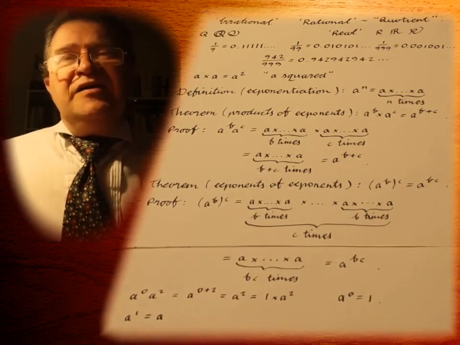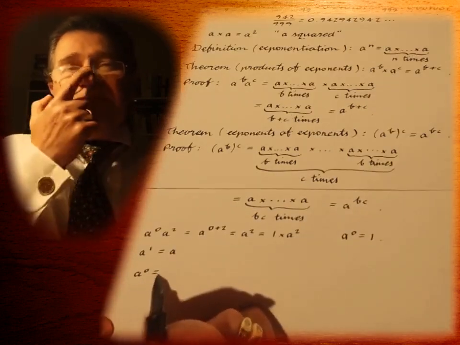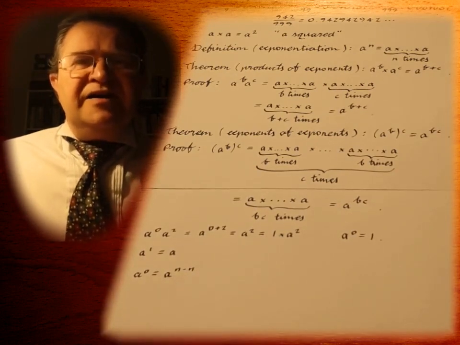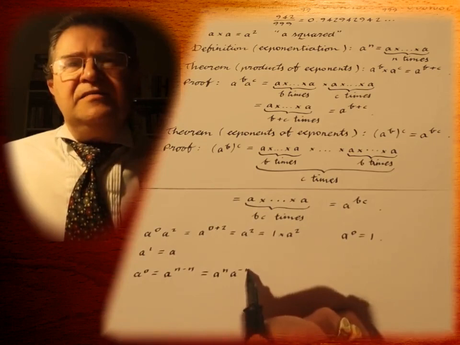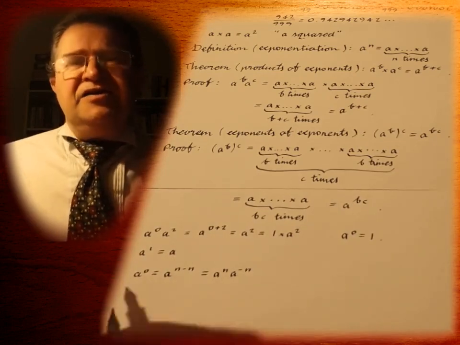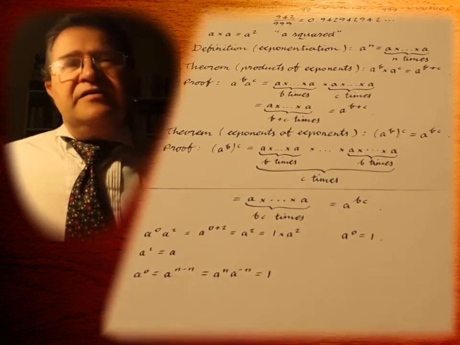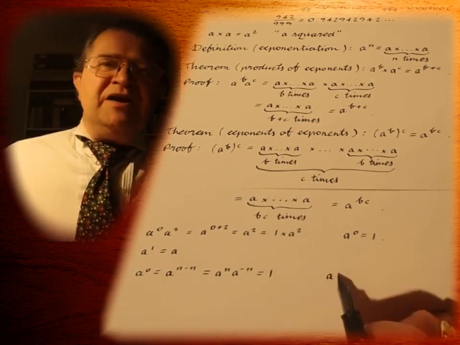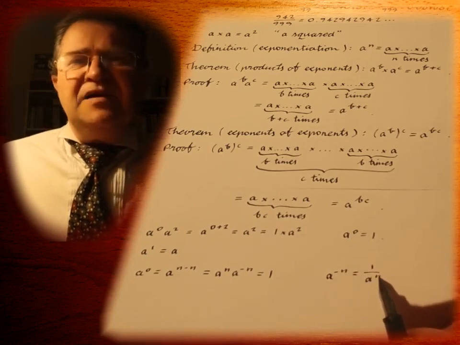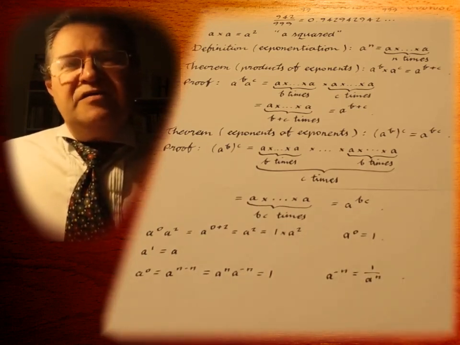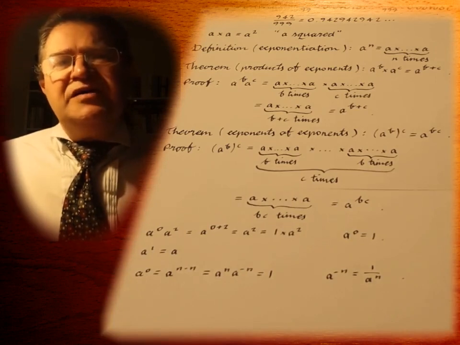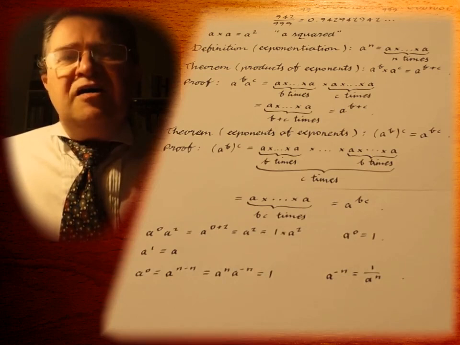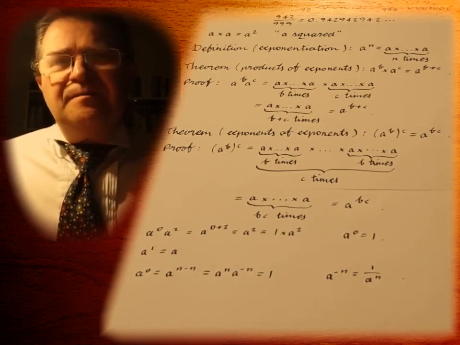And now we note that a to the 0 is a to the n minus n, which is a to the n times a to the minus n, and anything to the 0 is 1, so that a to the minus n must be equal to 1 over a to the n. And this informs us of the meaning of negative powers. They are just the reciprocal, i.e. 1 over, of the corresponding positive power.